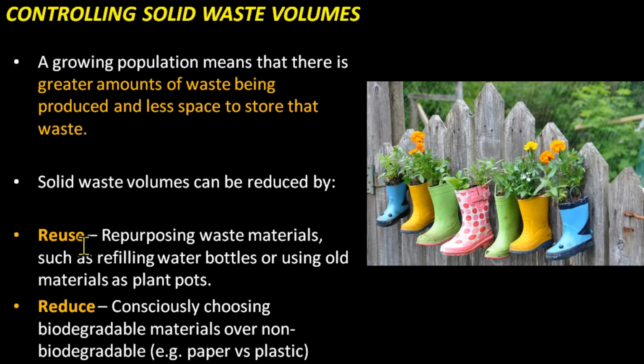Reusing means to repurpose waste materials, so finding other roles for them. Examples would be refilling water bottles, using old materials as plant pots. Reducing means simply consciously choosing biodegradable materials over non-biodegradable, so choosing paper, for example, versus choosing plastic. There's less and less buildup of waste over time.